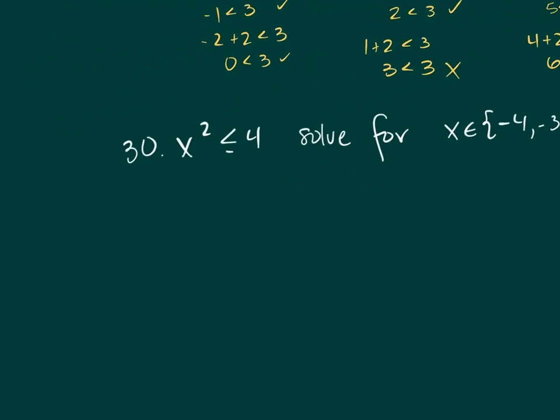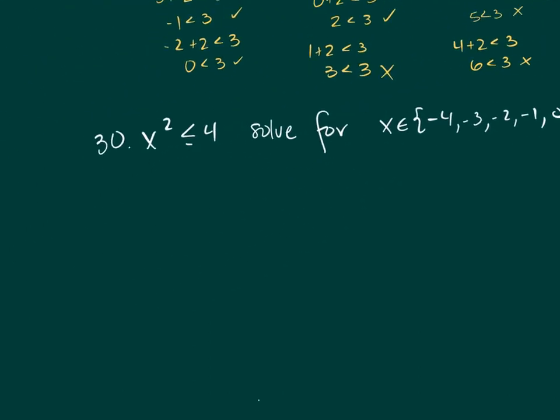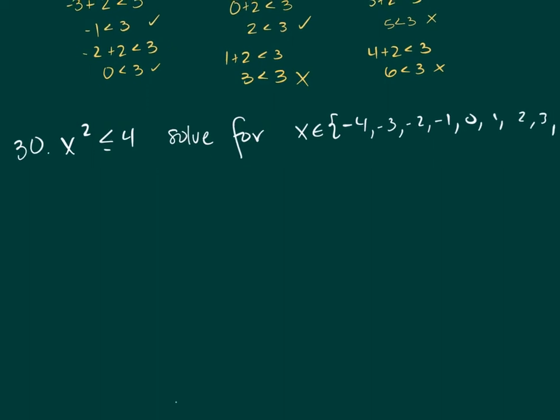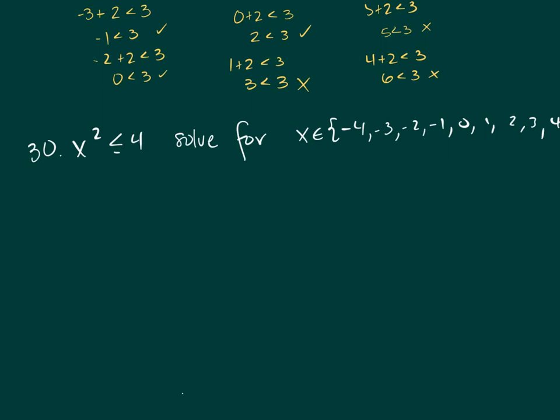Now let's look at 30. In 30, we're given x squared is greater than or equal to 4, and we're using the exact same numbers for x as we did in the last one. So we're just going to plug in values for x. We start with negative 4. That's negative 4 quantity squared greater than or equal to 4. That's 16 greater than or equal to 4. Negative 3 quantity squared greater than or equal to 4. That's 9 greater than or equal to 4.